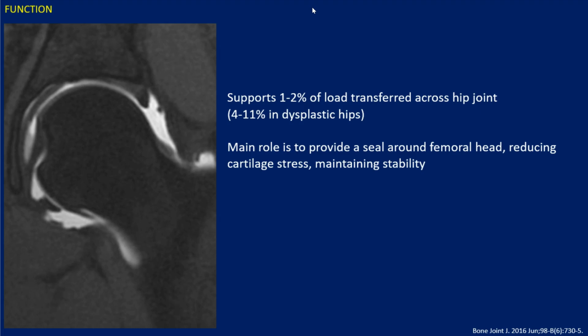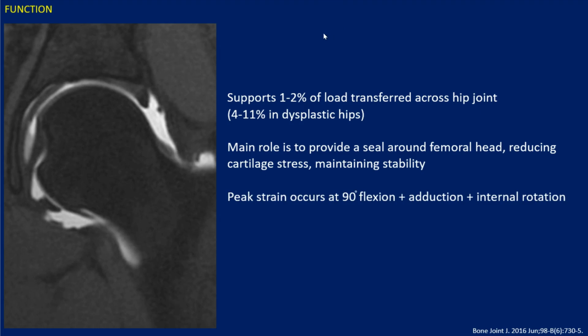This is why labral tears can accelerate the process of osteoarthritis of the hip joint because of the cartilage damage to the femoral head. So the main role is not to transfer load to the hip joint. Rather, the main role is to protect the cartilage of the femoral head during normal activity.